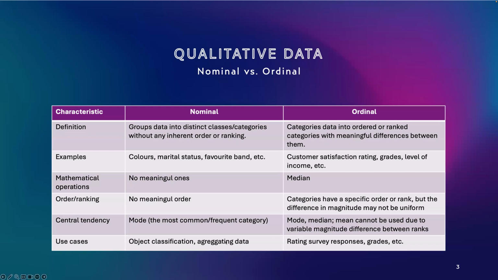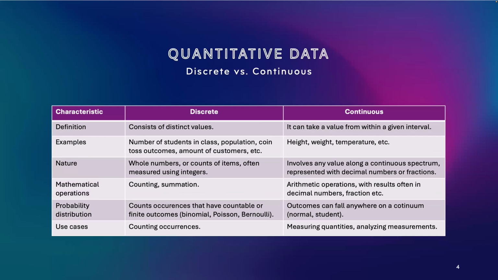Now, if we look at use cases, for nominal data, we have object classification or data aggregation, for instance, through clustering. And for ordinal data, we have rating survey responses, grades of students, and so on. Now that we looked at qualitative data, let's look also at quantitative data.